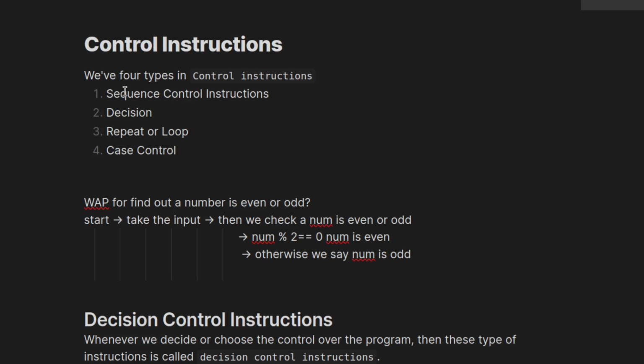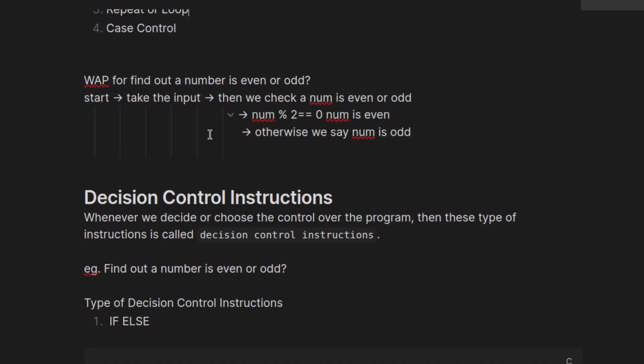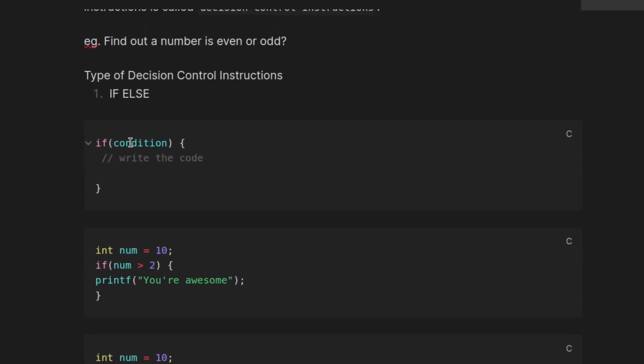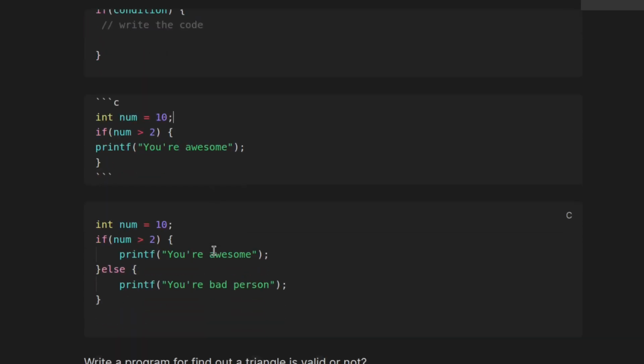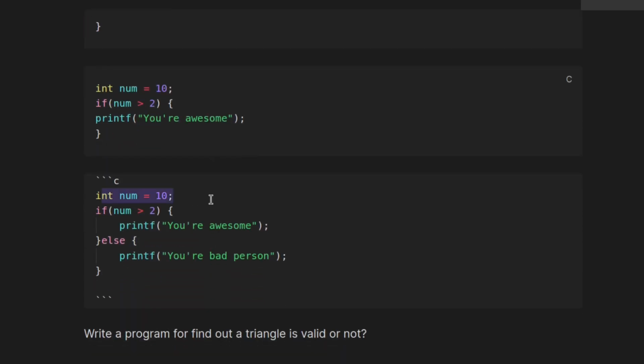But what happens if we really want to make decisions or control the program? Then we can use decision control, and in decision control we have if, else, or else if blocks. Whatever is the condition in the if block, if this condition is true, then this code must run. Like this example, number is 10 and 10 is greater than 2, which is true, then we print you are awesome. But what happens if number is less than 2? Then we say you are a bad person, like that.